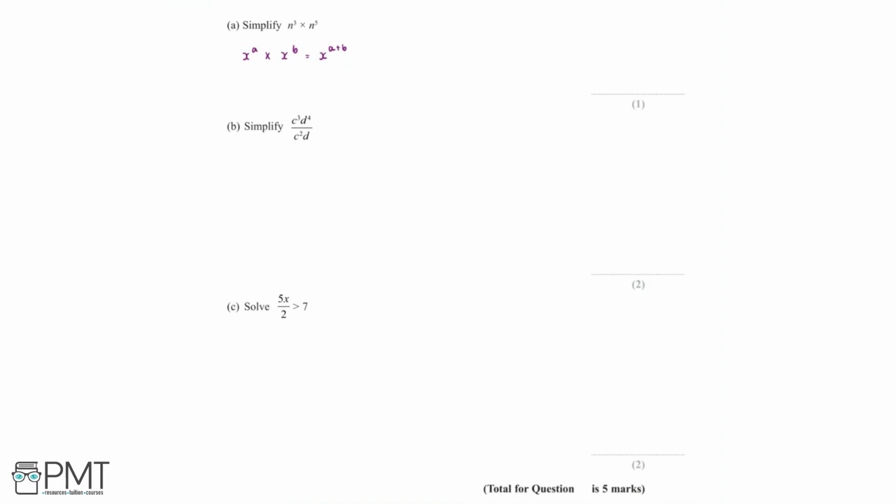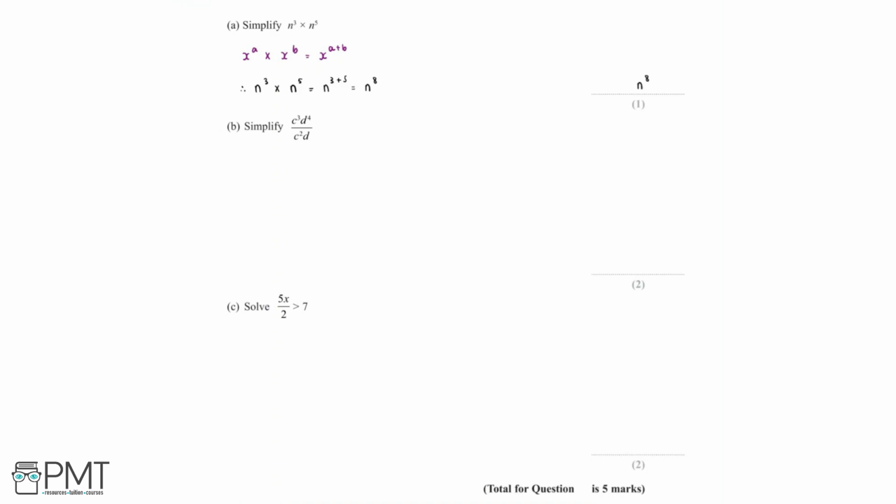We can therefore apply the same rule into our question. We know that n to the power of 3 multiplied by n to the power of 5 will therefore be equal to n to the power of 3 plus 5. 3 plus 5 is equal to 8, and so we can simplify this further by saying n to the power of 3 plus 5 is equal to n to the power of 8. And so we can say that n to the power of 3 multiplied by n to the power of 5 is equal to n to the power of 8.